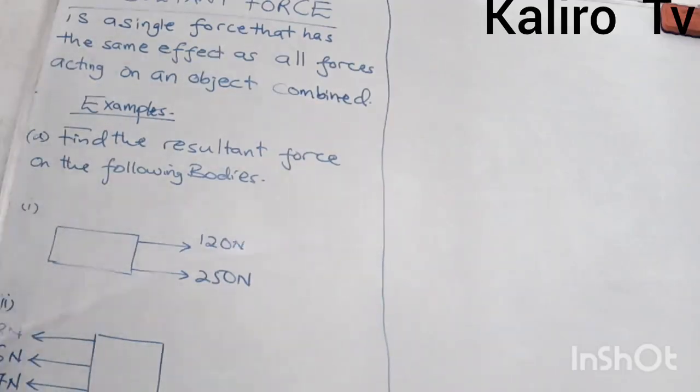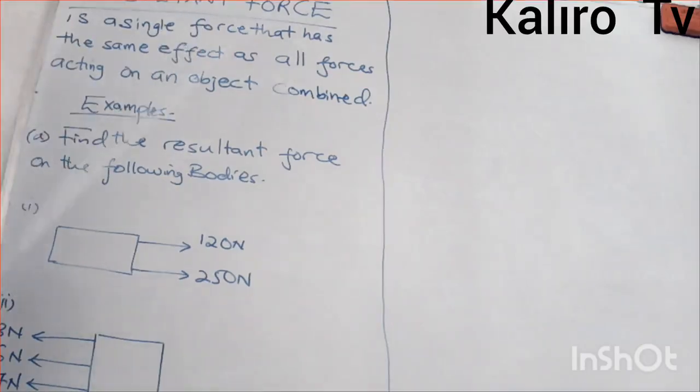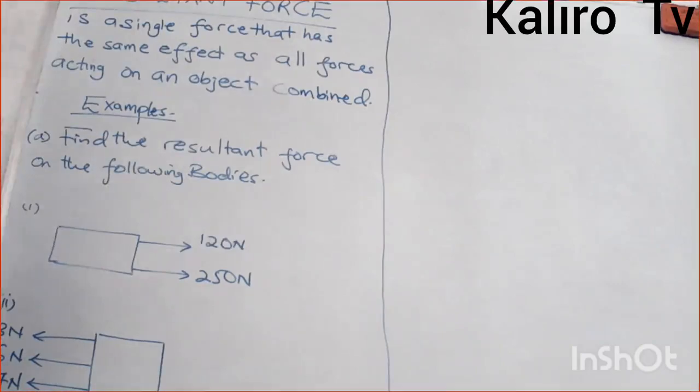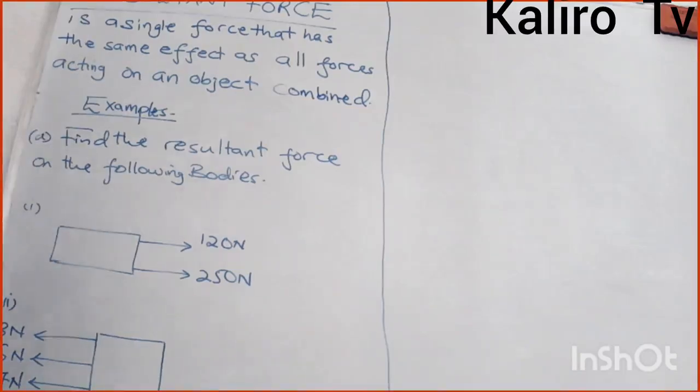I have already written something here: the resultant force is a single force that has the same effect as all forces acting on one unit combined. That single force has the same effect as all forces acting on one unit combined, even though it's 1, 2, 3, 4, 5 forces. That single force is what we call the resultant force. So they say, find the resultant force of the following bodies.